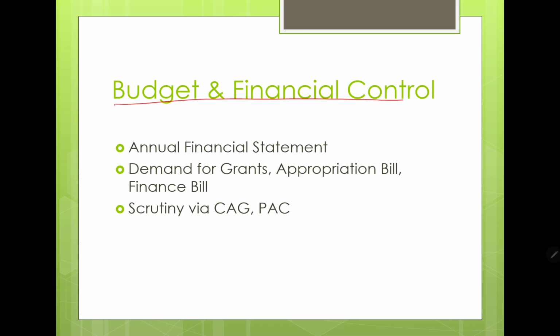Then comes the budget and financial control, which is very important for a nation. In the parliament, what we call the budget is actually called the annual financial statement. The demand for grants, the appropriation bill, and the finance bill are all passed in the parliament, and these are scrutinized via the CAG and the PSC. So what are these? We will learn in the next video.